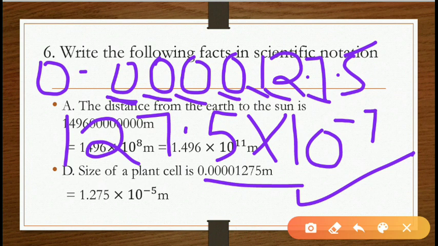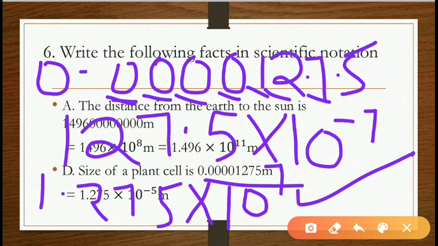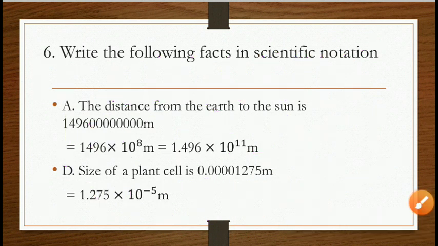But don't try to write 1.275 into 10 to the power 7. If you change the decimal, the power will also change. If you change the decimal only, and you are not changing the power, that will be incorrect. If you are changing the place of the decimal, your power will also be changed. If you do not change it, your answer will be wrong.